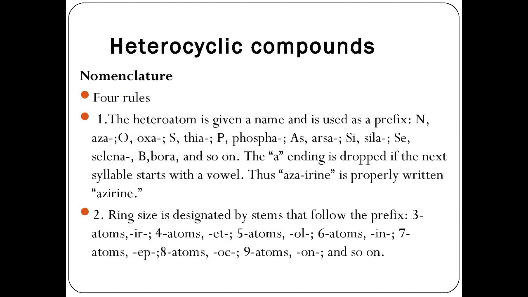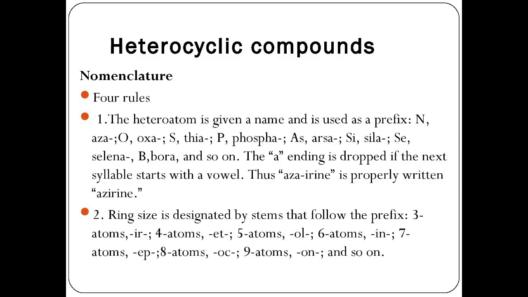Now we're going to discuss the nomenclature of heterocyclic compounds. There are generally four basic rules for naming the heterocyclic compounds. The first one is that the heteroatom is given a name and is used as a prefix. For example, nitrogen is Aza, oxygen is Oxa, sulfur is Thia, phosphorus is Phospha, arsenic is Arsa, silicon is Sila, selenium is Selena, and boron is Bora, and so on. The a ending is dropped if the next syllable starts with a vowel. Thus, Aza-irin is an example.